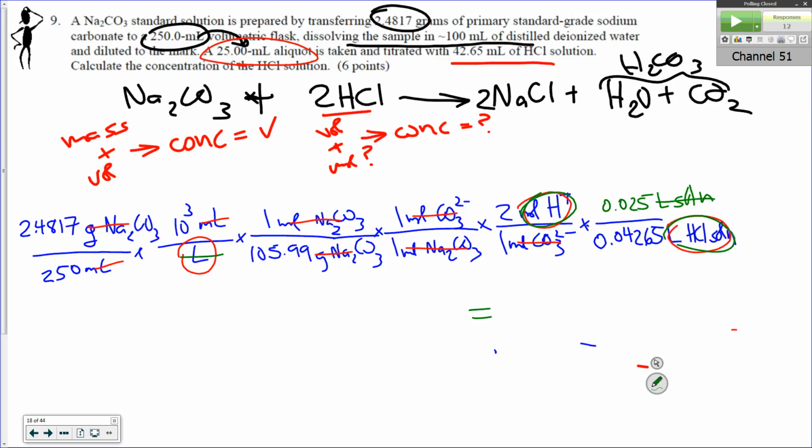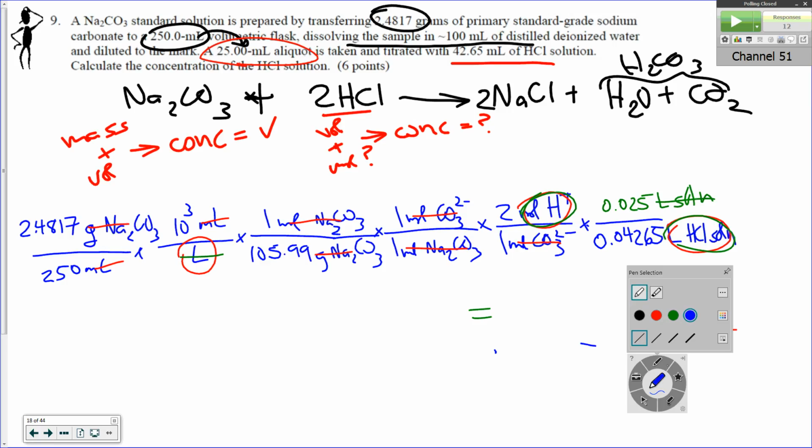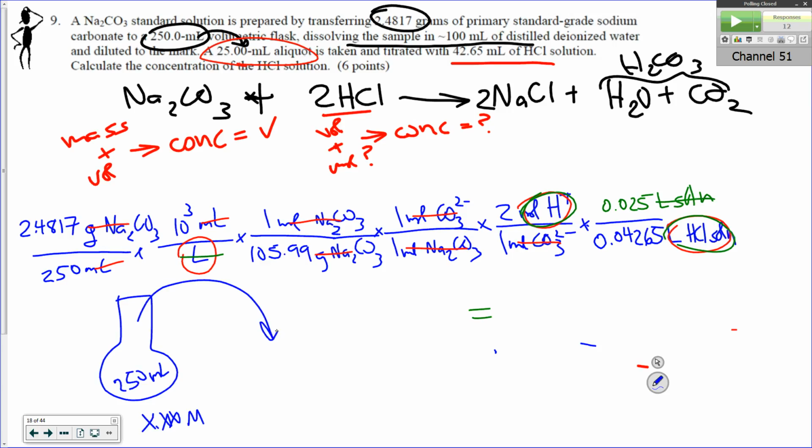So we'll do that exactly in the lab over the course of the semester. We'll make up a primary standard. We can establish its concentration. If it's easier for you to separate this out, find out what the concentration is in this 250. So if you wanted to find out this concentration in the 250 volumetric, it is X. And then realize you took 25 mils of it. I got 0.10. Yeah, and it's going to be lower. You took that and titrated that with the HCl.